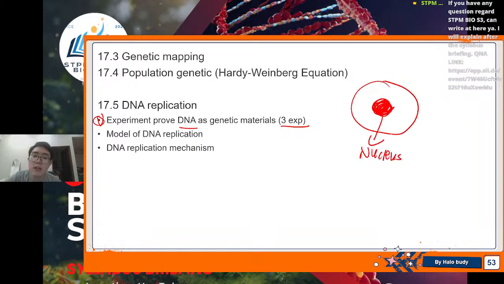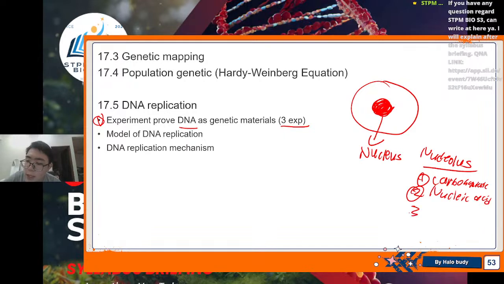But what in the nucleus? Because we know that within the nucleus we have the nucleolus, right? And then the nucleolus has carbohydrate, and then it has nucleic acid. Of course it has nucleic acid. And also it has protein. So who carries the genetic material? No scientist knew about it. So this is the question mark from the scientist.